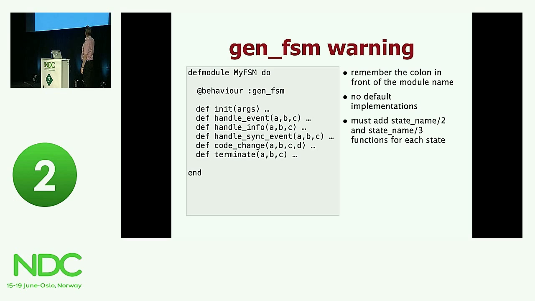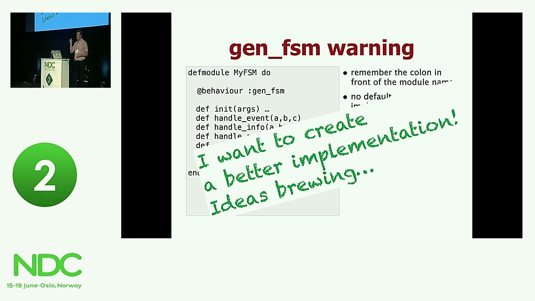And then you have to add functions with the state name, 2 and 3, depending on if it's a synchronous or an asynchronous event you're handling there. There are no default implementations. Basically, it's a bit of a pain. But when you need the GenFSM, you need to accept this pain. It almost sounds like you're doing Java and pain-driven development there, but this is tolerable pain. This is pain we can live with, because the GenFSM abstraction is really cool. But I want to create a better implementation abstraction of FSM. So I have some ideas brewing in my head, and I'll try to put them together in something, and hopefully it can be accepted into the Elixir code base at some point.